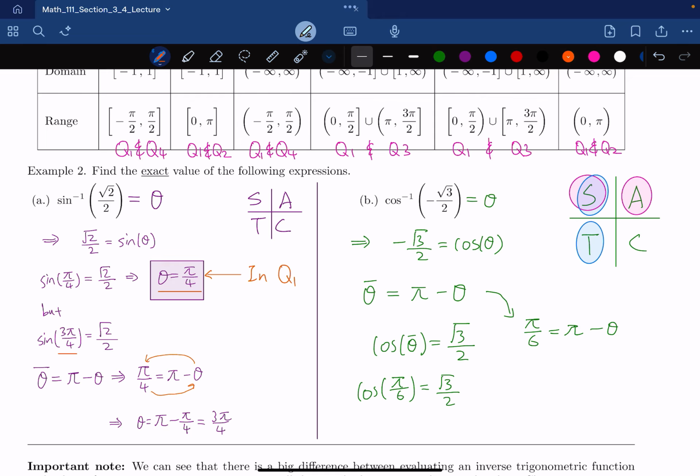And again, similar trick as before, I'm just going to go ahead and flip these. And theta is therefore equal to pi minus pi over 6. And if you make a common denominator, you can get the result equals 5 pi over 6. Okay, so that is the right answer for here. We have theta is equal to 5 pi over 6.